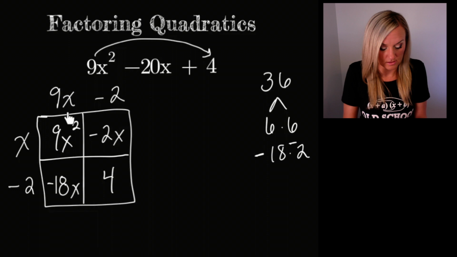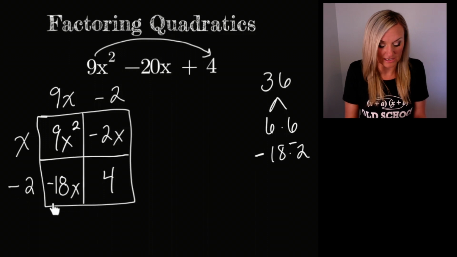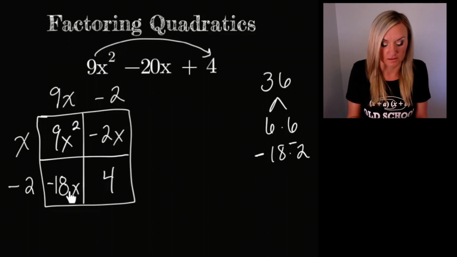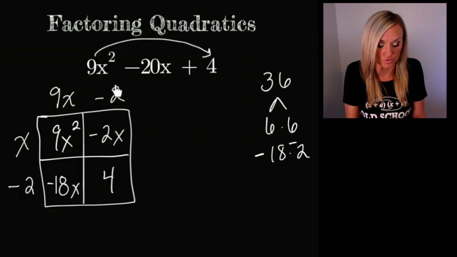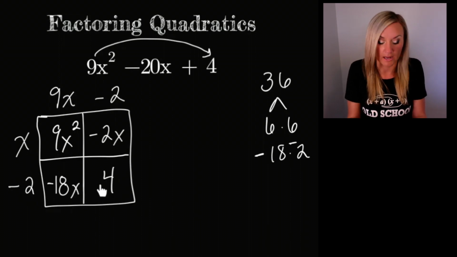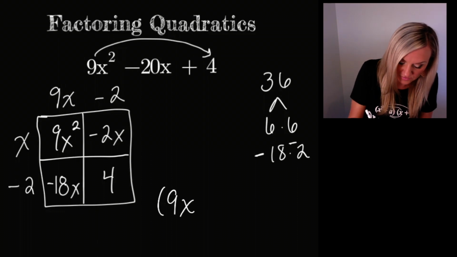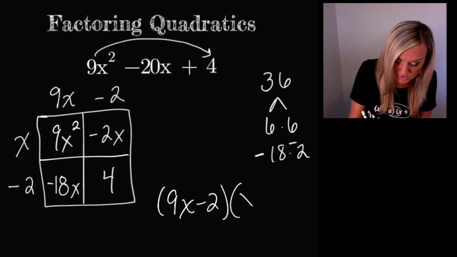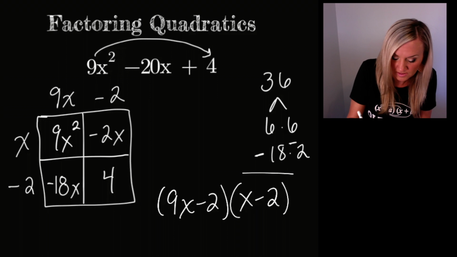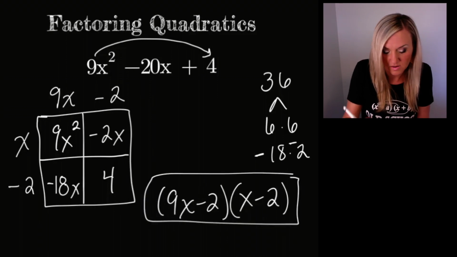Because 9x times negative 2 is a negative 18x, right? And a negative 2 times a negative 2 gives you a positive 4. All right, so I have 9x minus 2 times the quantity of x minus 2, and there you guys go.